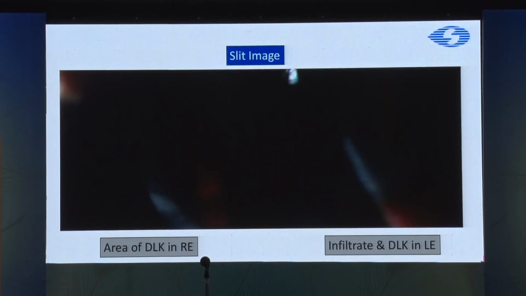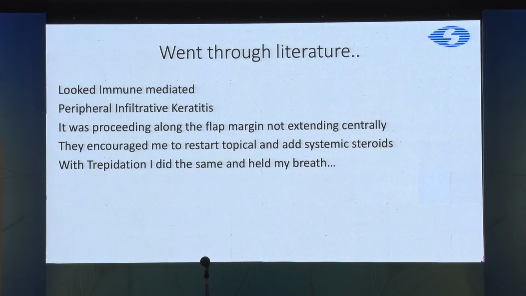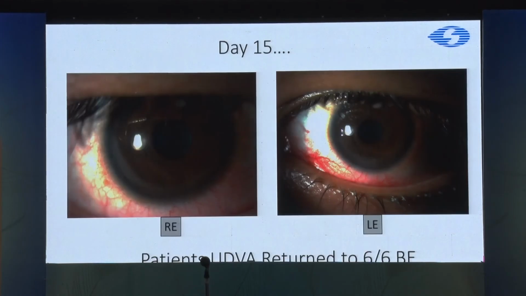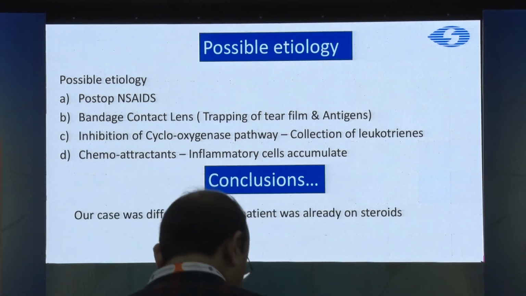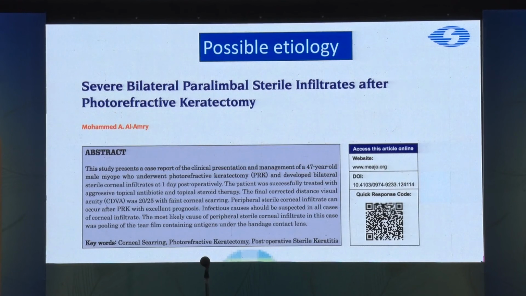This was the slit image. We could see an area of DLK and infiltrate. I went through literature, consulted with a couple of my professors at Narayan Nethralaya, and they said that because it was proceeding around the flap margin and not extending centrally, it was more likely to be an immune cause rather than an infection. And so I started steroids again with trepidation, but gradually the patient improved. This is the final picture at day 15, where the patient is much better. Possible causes for this, basically it's trapping of the antigens under the contact lens, which leads to an inhibition of the cyclooxygenase pathway, collection of leukotrienes, and therefore this can cause this problem.